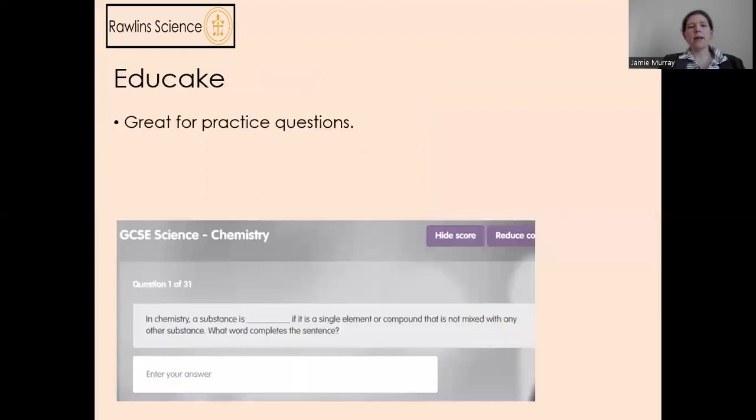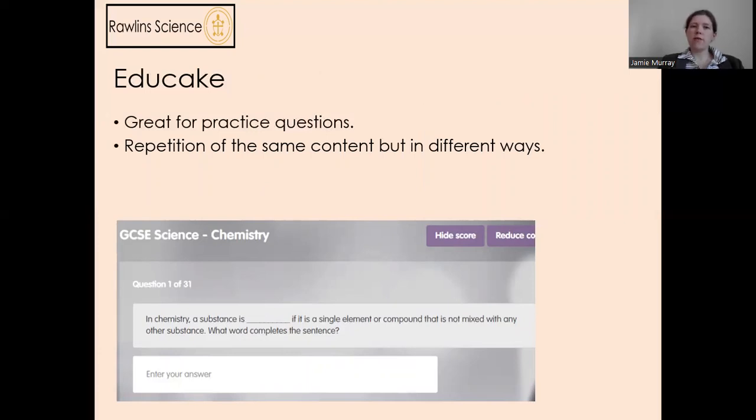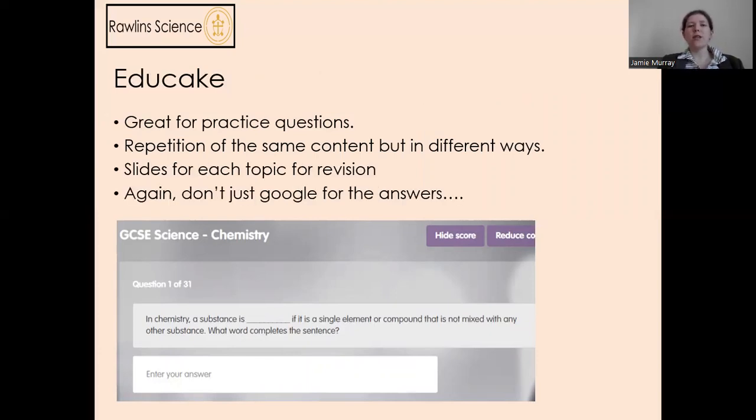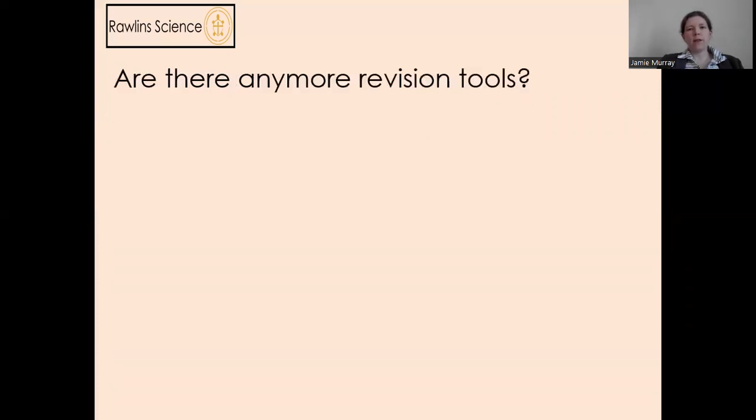Same goes for Educake. Great for practice questions. They like to ask some of the same questions, but in slightly different ways, which is what happens in the exam paper. And you want to make sure you know the content, not that you've just learned that specific style of question for the content. And they do have slides for each of the topics for revision. Again, don't just Google for the answers, try and find the answers.